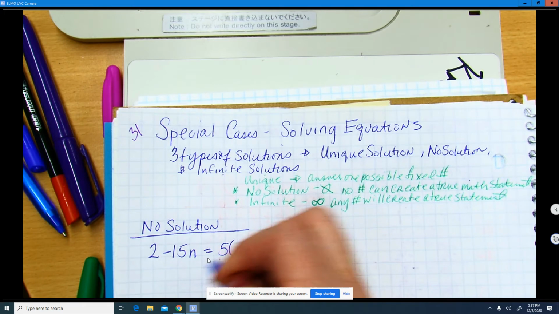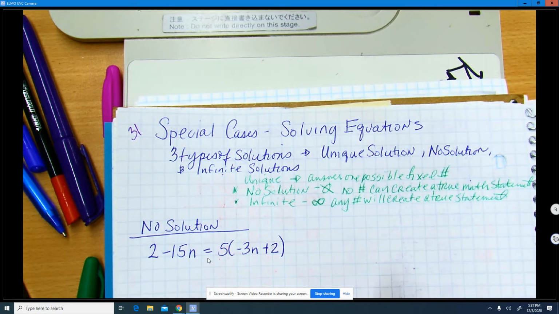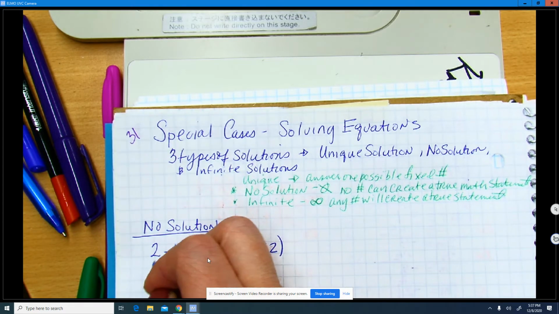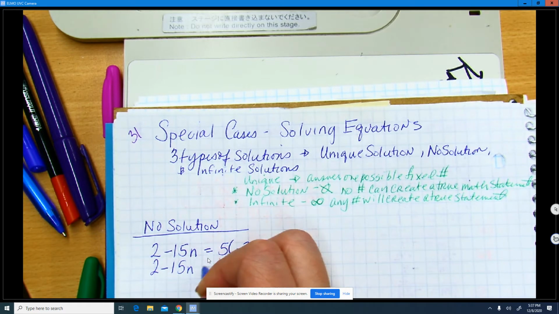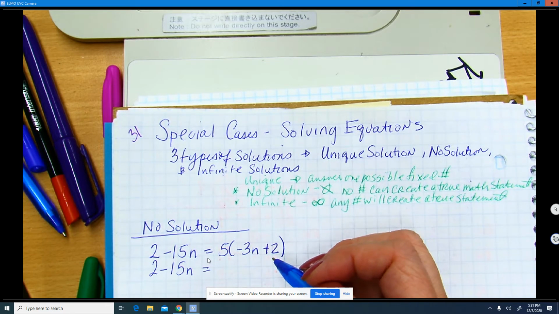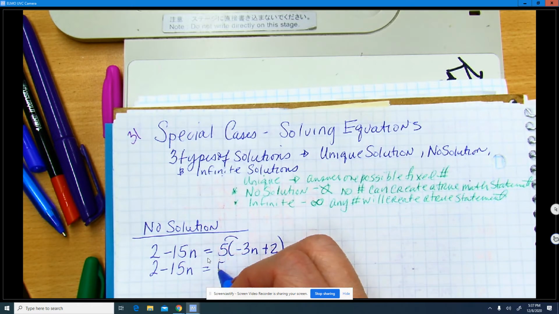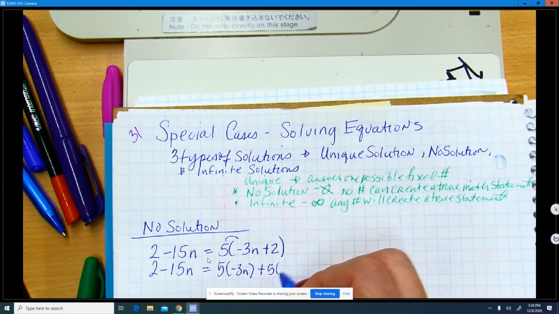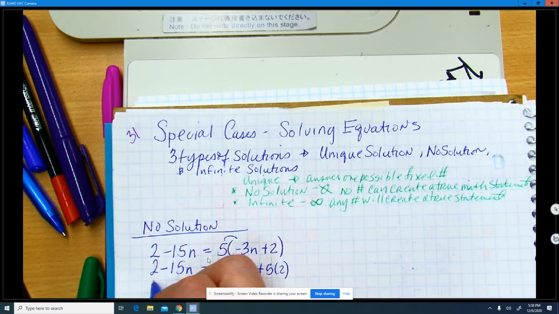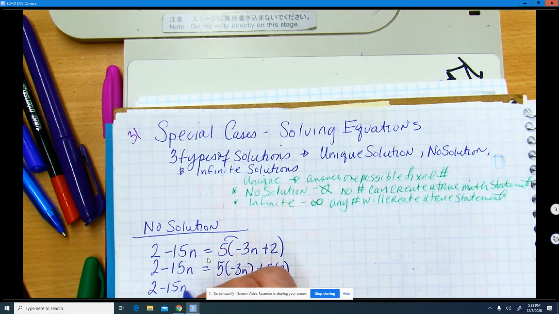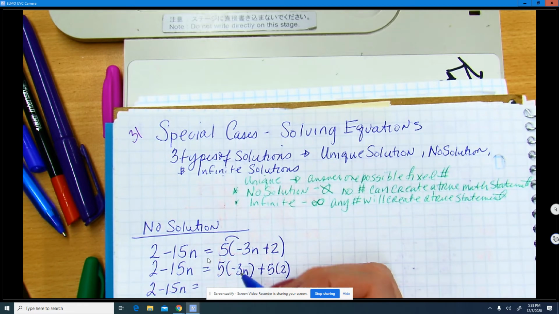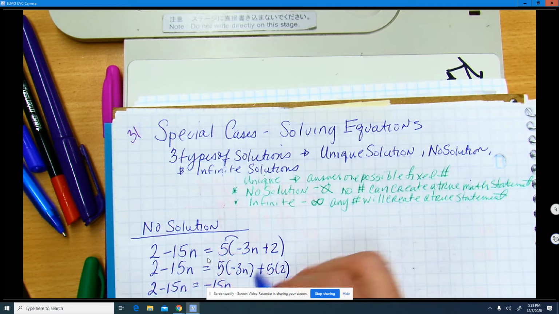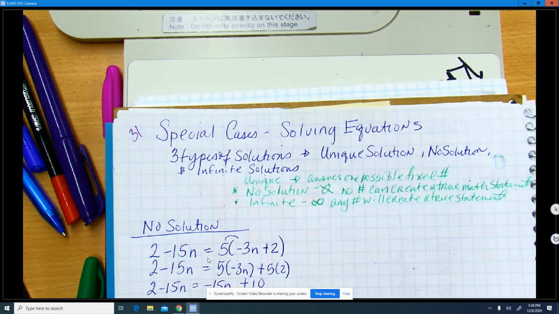So I'm going to walk through my 5 steps as normal. So step 1, distribute. I have grouping symbols. So 2 minus 15n isn't going to change during the distribute phase, but I'm going to take 5 and multiply it by negative 3n, and I'm going to take 5 and multiply it by 2. So 2 minus 15n, 5 times negative 3n is negative 15n, and 5 times 2 is positive 10. Okay?